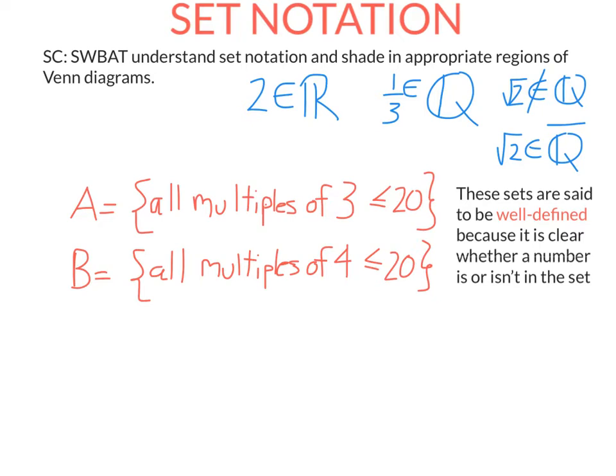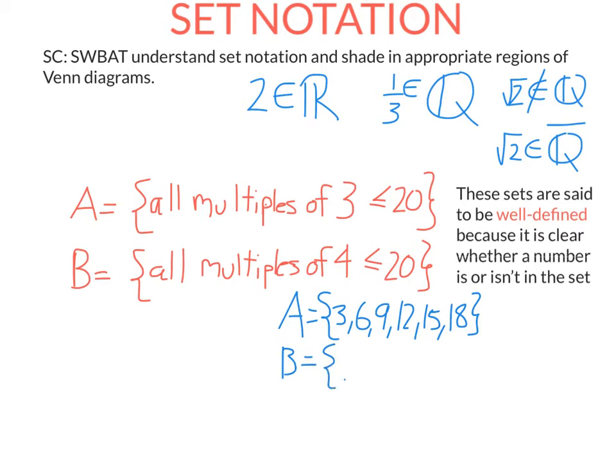We can tell very clearly, is the number 13 in either, both, or neither of those sets. So the set A, which is the set of all multiples of 3 less than or equal to 20, would include 3, 6, 9, 12, 15, and 18. And B would be the set containing 4, 8, 12, 16, and it includes 20 because it said less than or equal to 20. So this little notation here means the number of elements in A, in between these lines.